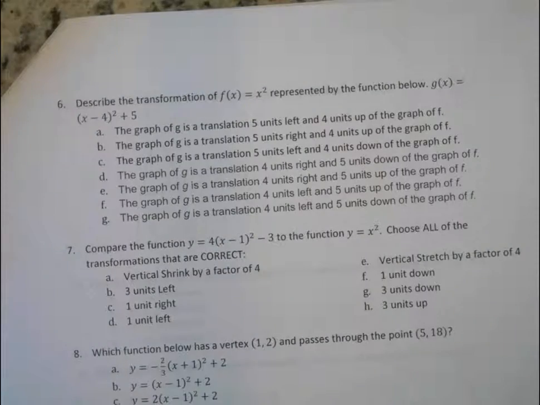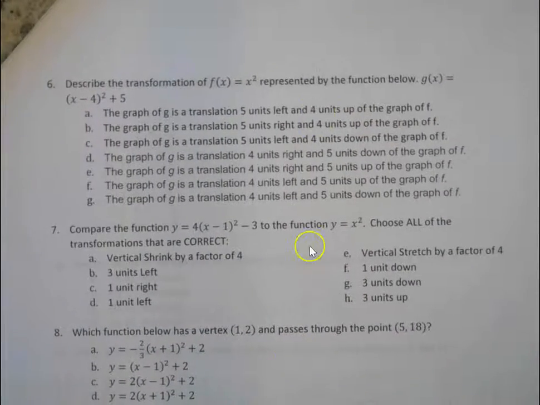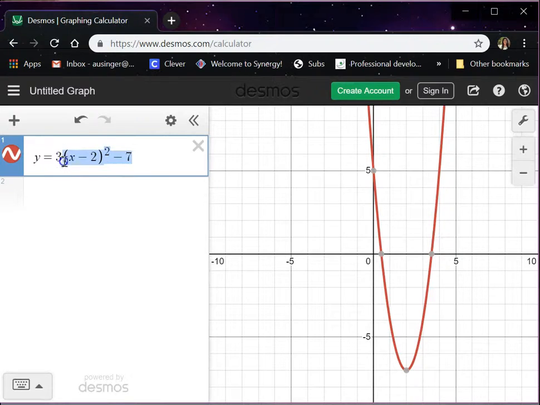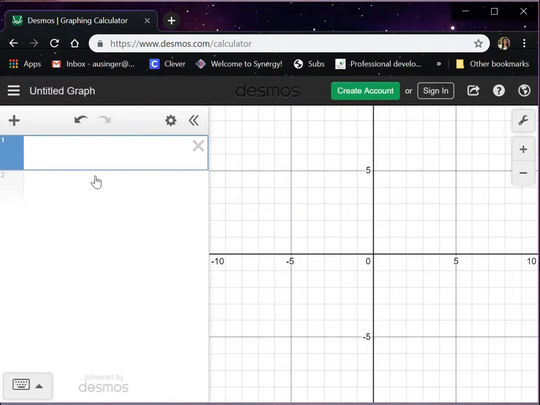This one wants me to describe the transformation of f(x) equals x squared, represented by the function g(x) equals (x minus 4) squared plus 5. So I'm going to do this one. I'm going to go back to Desmos, except this time I'm going to graph them both. I'm going to start with g(x).